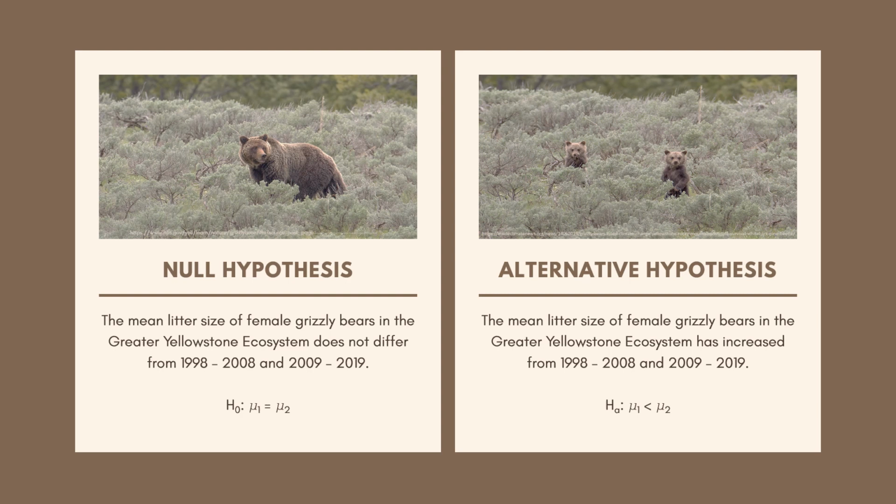This slide contains my null hypothesis and alternative hypothesis. The null hypothesis states that the mean litter size of female grizzly bears in the greater Yellowstone ecosystem does not differ from 1998 to 2008 and 2009 to 2019. The alternative hypothesis states that the mean litter size of female grizzly bears in the greater Yellowstone ecosystem has increased from 1998 to 2008 and from 2009 to 2019. Also listed on this slide are the symbolic forms of each hypothesis.